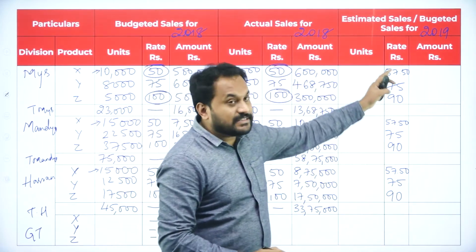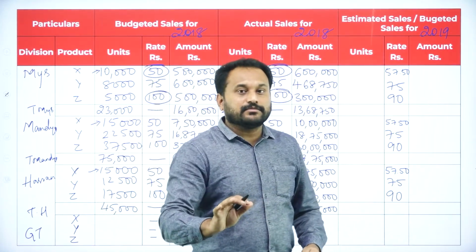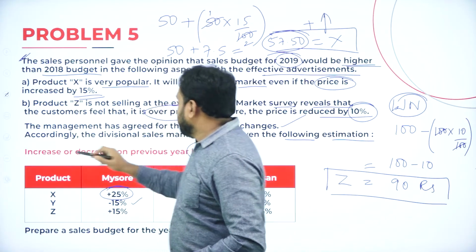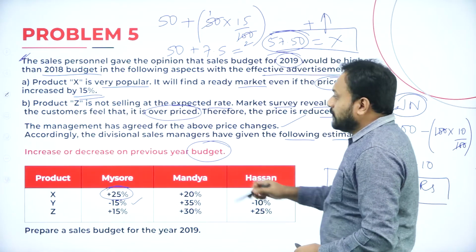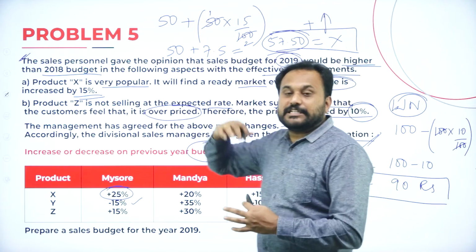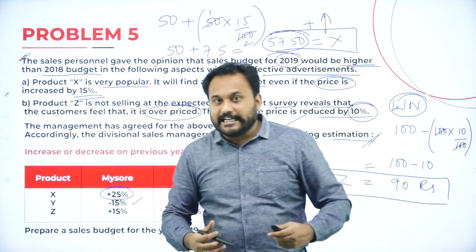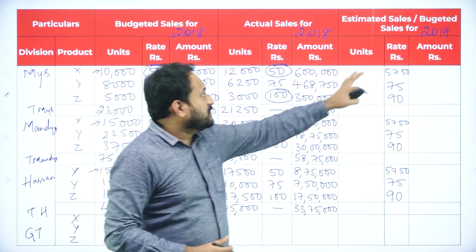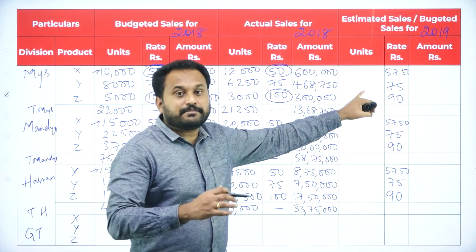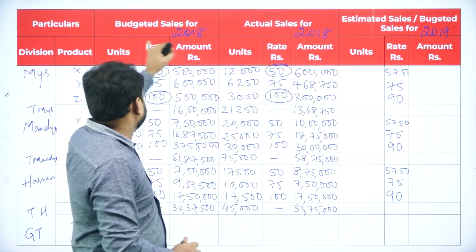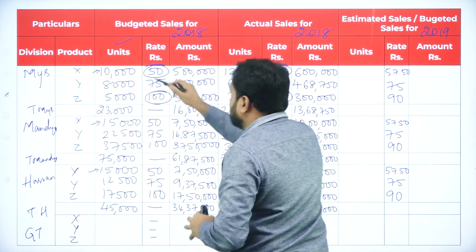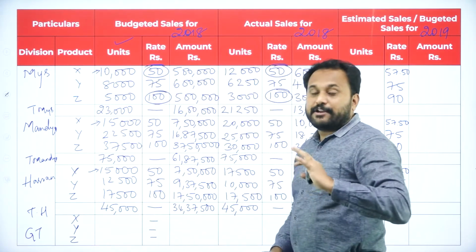Hope you got the first adjustments very clear, students. Let's go back. Now from here till here we are done. The last one here is increase or decrease on previous year budgeted. That means we are calculating for 2019. So these units will have an increase or decrease from the previous year budgeted. That means from here, whatever happens, 10,000, 8,000, 5,000, one by one we are supposed to do.